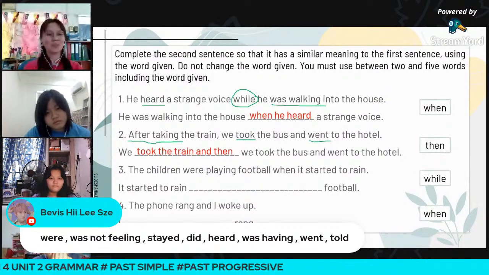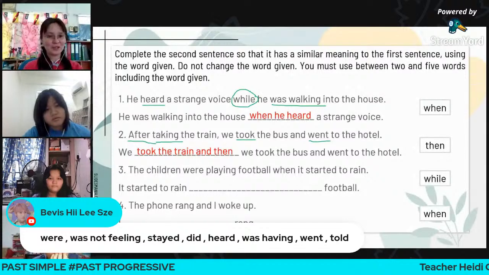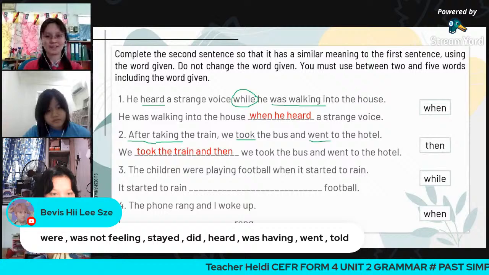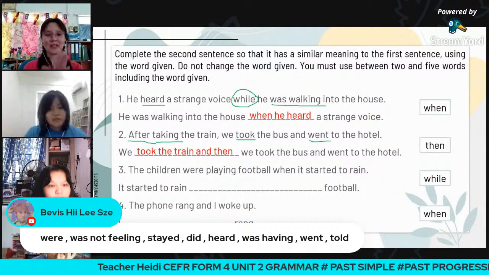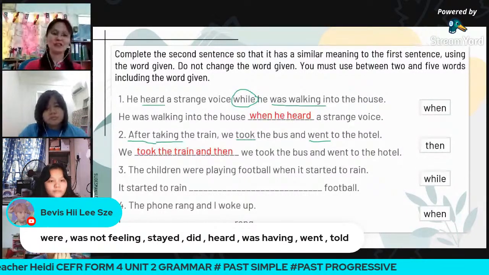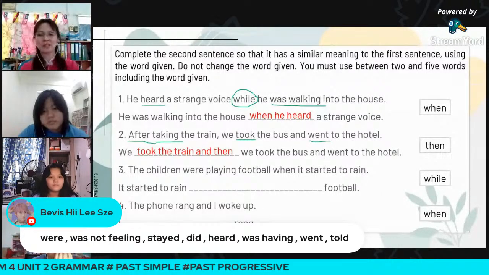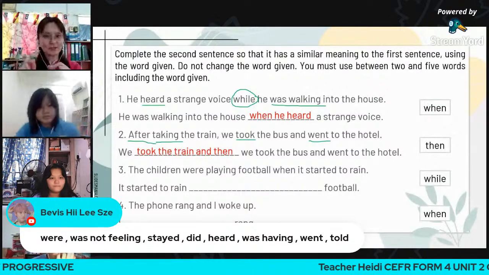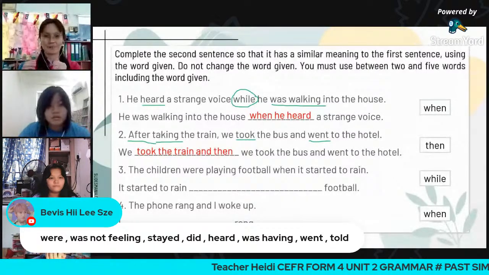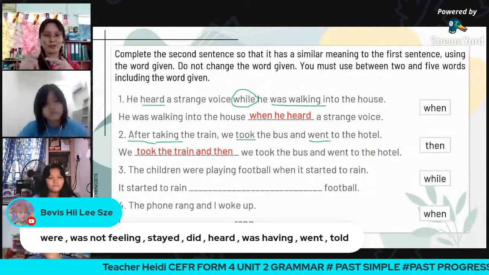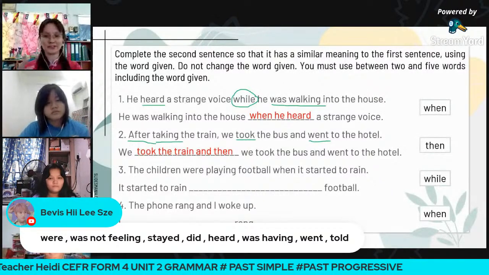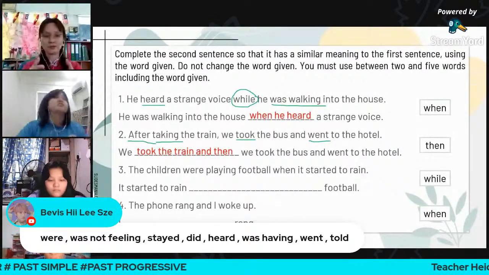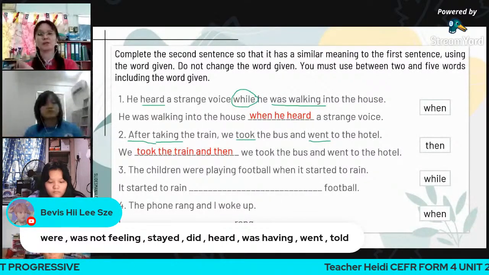Okay, we, you were saying we were taking the train, huh? Alright, so they changed it to we took the train. And then we took the bus and went to the hotel. This one changed everything to the simple past. But if you want your sentence to be slightly different, you can use the word after taking the train. Okay, that's how you see the difference in writing your sentence. If you don't want to, you can be very consistent. We took the train and then we took the bus and went to the hotel.